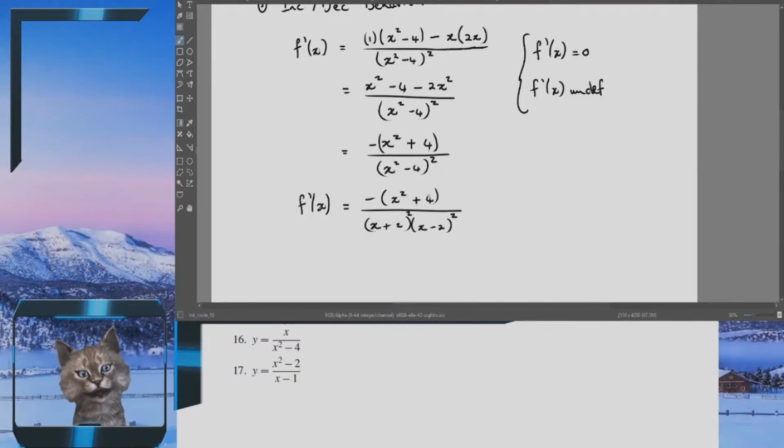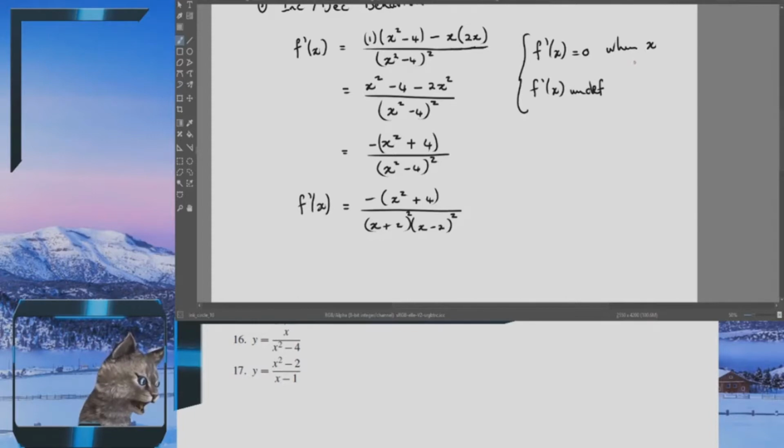Can my derivative function ever be 0? Well, in the case of having a numerator and a denominator, I look at the numerator. Can that ever equal 0? Well, you might want to write down the equation if you're not sure, and it's going to be where x squared plus 4 equals 0. But that means x squared is equal to negative 4, which can't happen.